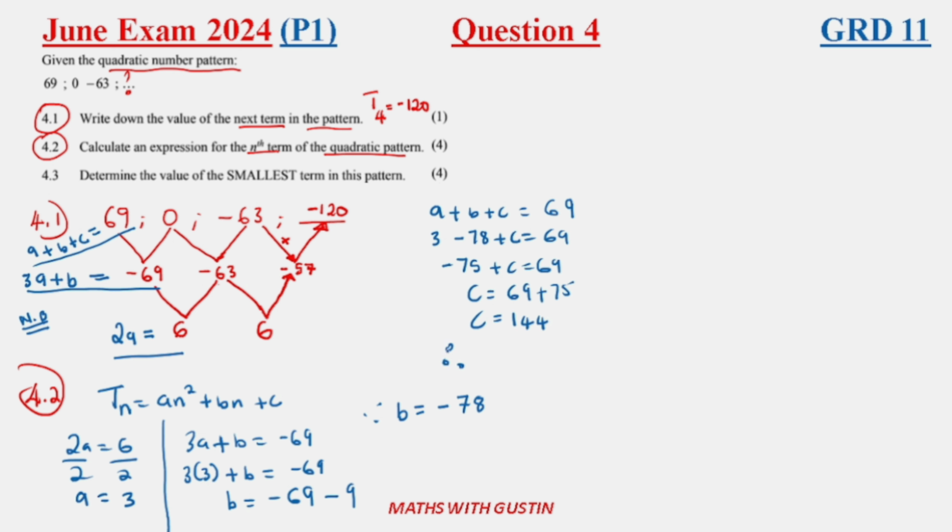Therefore Tn, this expression, will be as follows: 3n squared plus, what is B? B is the negative 78n, and therefore plus C, which is 144. Quite an expression, yeah? So this will be our answer right here, guys.